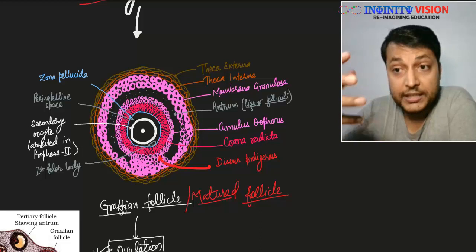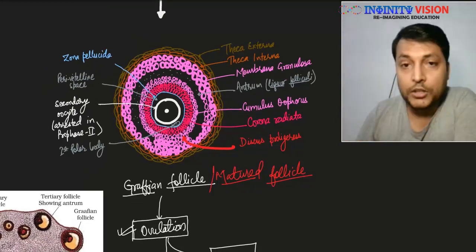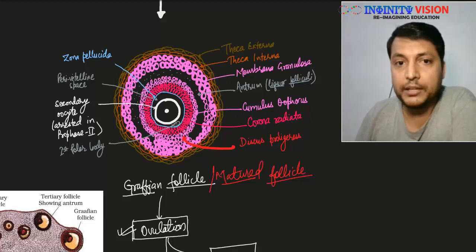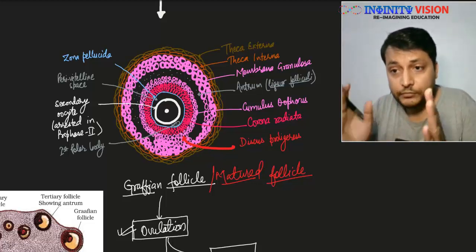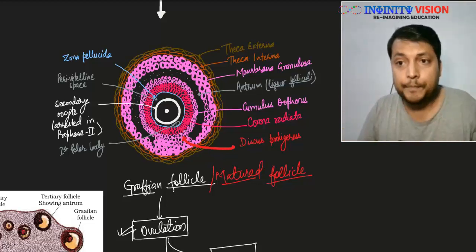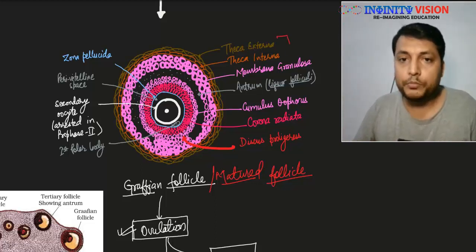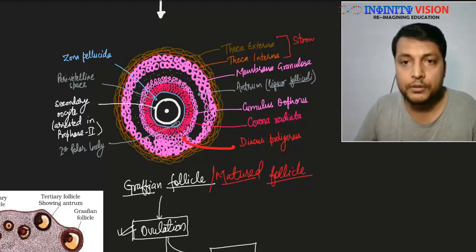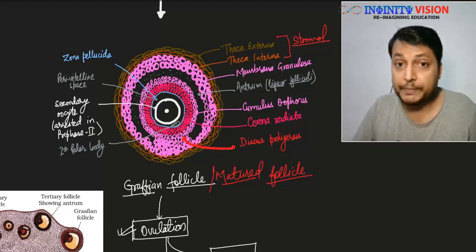What changes occur here? Let us see the complete structure of Graafian follicle. What we find is, again, the outer protective layer is theca externa and theca interna. They are well established, well bifurcated. You can see them, and they are again formed of stromal cells. These cells are going to secrete estrogen, especially the theca interna cells.